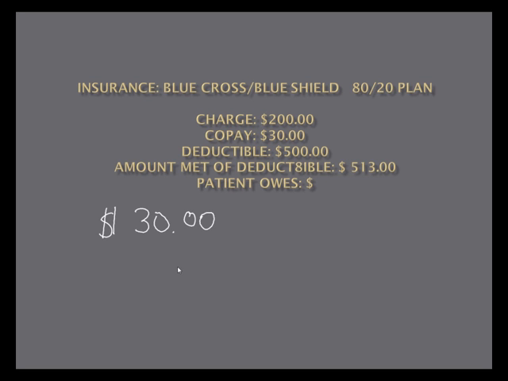So if we want to go back up here and look at the 80/20 plan, since their deductible has been satisfied, they only have to pay 20% of the charge at hand, which happened to be $200. So 20% of $200 gives you your $40. So adding both of those together gives us our total of $70. So that is how much the patient is going to owe today at that date of service.